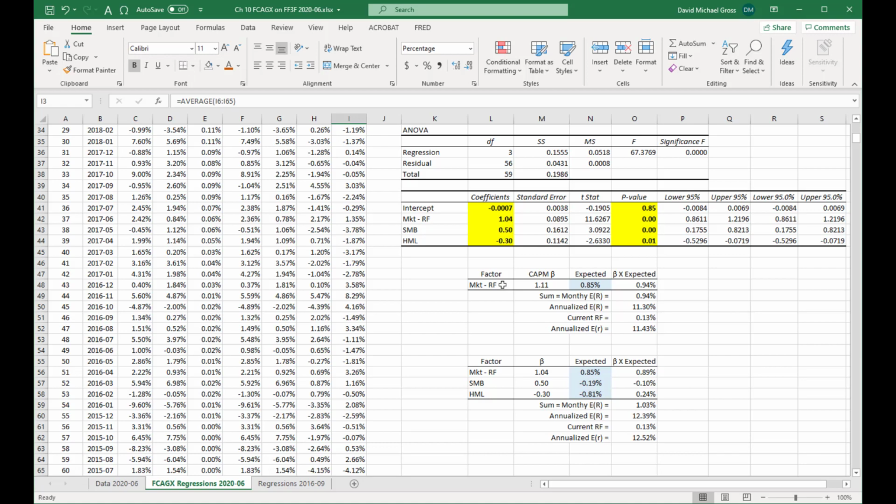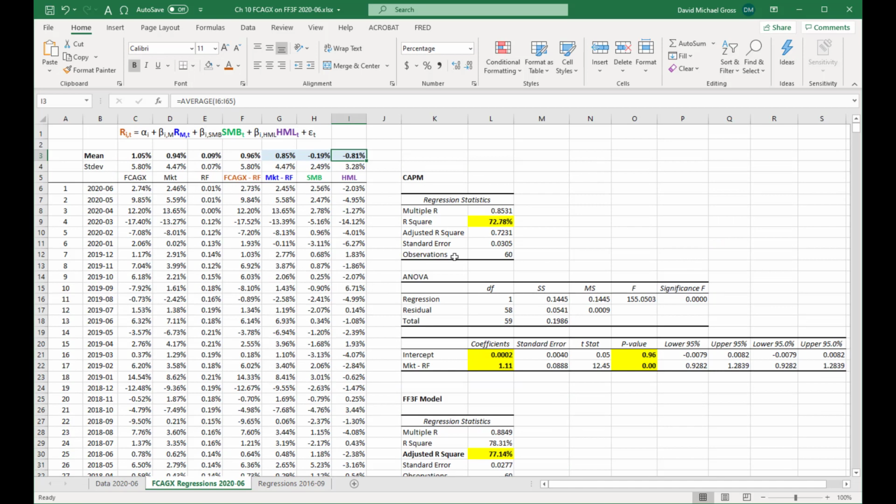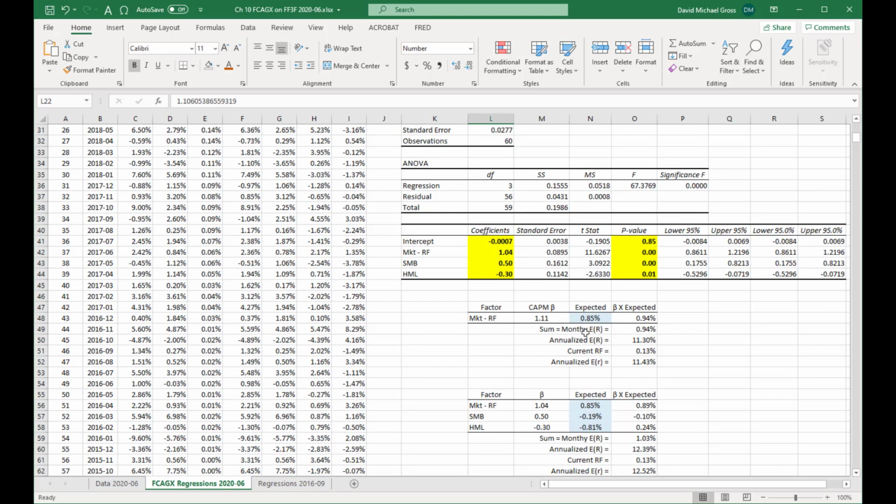And I've done this first for the CAPM. I've just said, well, here's the expected return of the market, 0.85, and here's the CAPM beta. And so here is my model. My model is that I have just the market computing the expected return. And so I have my beta times the expected return of the market. This gives me the expected risk premium for the stock.